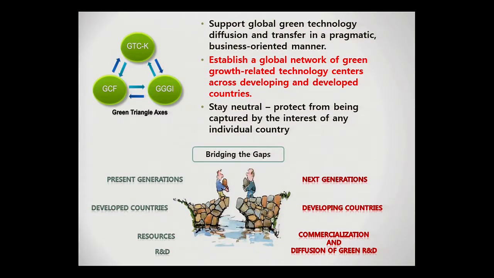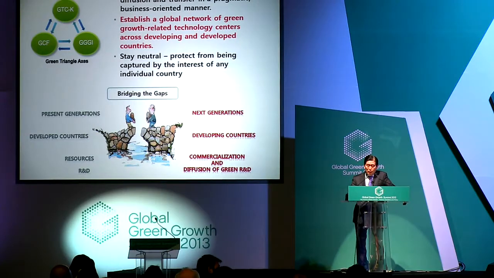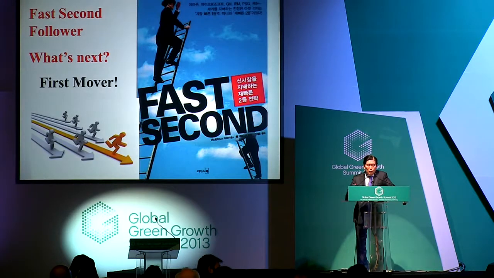Finally, GTC is going to work together to establish a global network with developing countries. We'd like to bridge the gaps between generations, between developing and developed countries, and between R&D and commercialization. Well, we still have a lot of issues, problems and challenges in Korea, because we used to be a fast follower, but now we have to be a first mover, just like the Samsung Galaxy S4. That was a real first mover, they say.